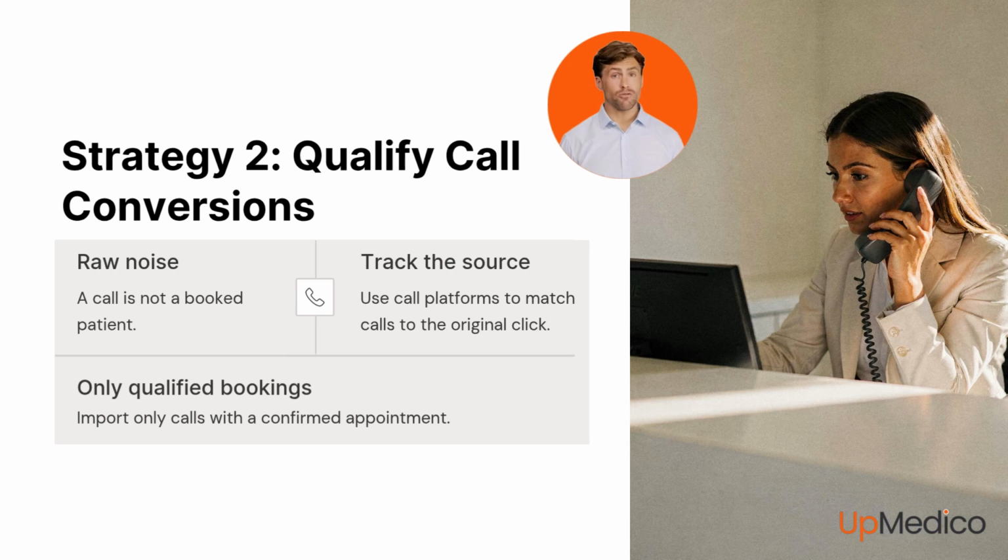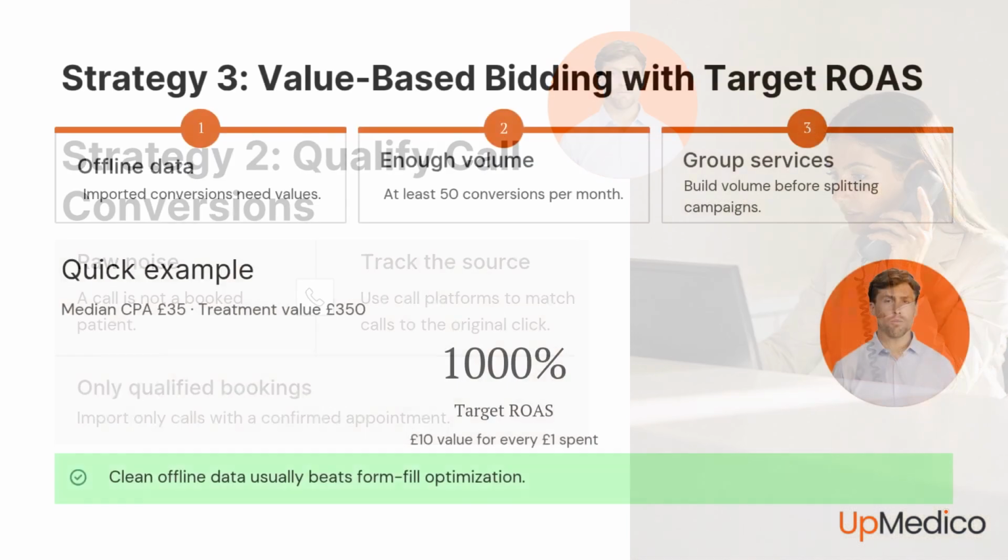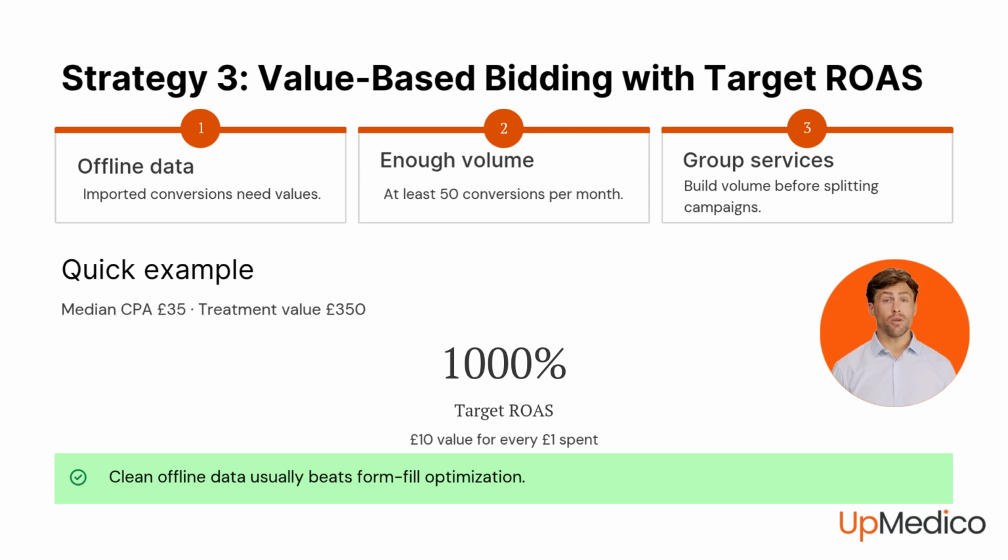The data will show fewer conversions initially. That is intentional. You are removing noise so Google learns from the calls that actually produce patients. Once offline conversion events are flowing with assigned values, you can move to value-based bidding. This is where Target ROAS becomes useful. Rather than asking Google to bring in as many conversions as possible, you ask it to optimize toward a specific return on ad spend based on the value of the patient outcomes it is pursuing.